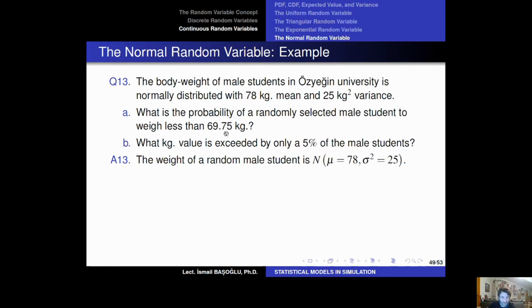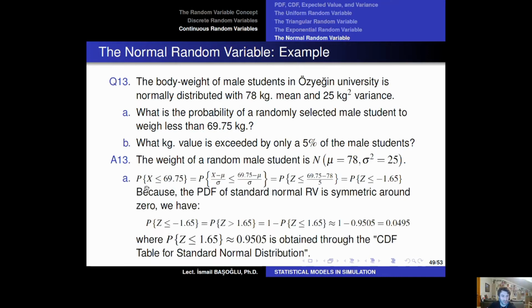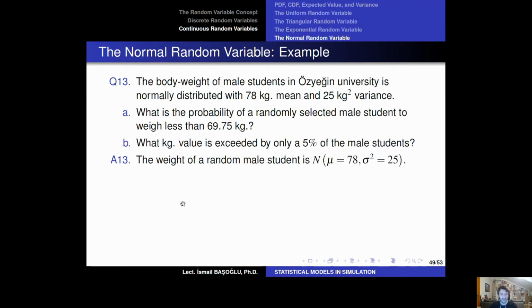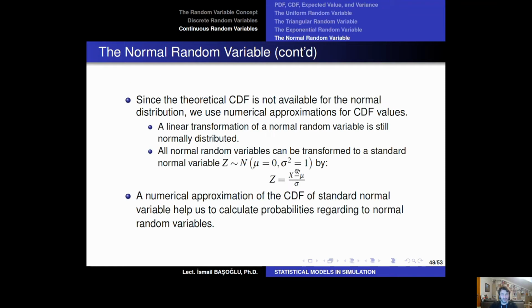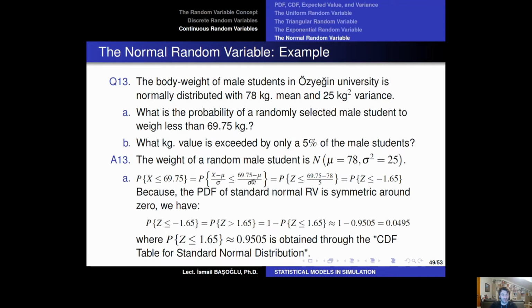The question is asking, what is the probability of a randomly selected male student to weigh less than 69.75 kilograms? So the question is asking, what is the probability of a randomly selected male student's weight, which is denoted by random variable x, to be less than or equal to 69.75? And that is going to be computed by standardizing this probability statement. And how do we standardize it? As you can see from the previous page, we can standardize a normal random variable by subtracting its location parameter and dividing it by the sigma value, the square root of sigma square. So we need to subtract mu from x and divide it by sigma, and we are going to do the same on the right hand side.